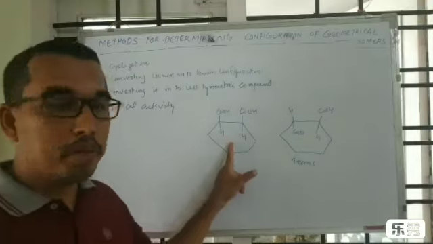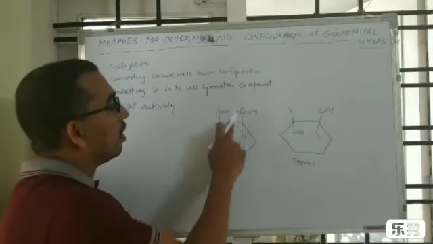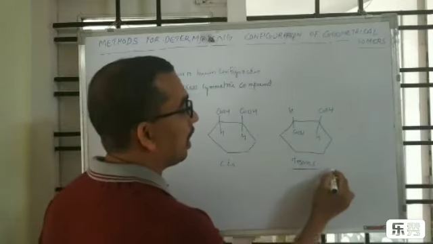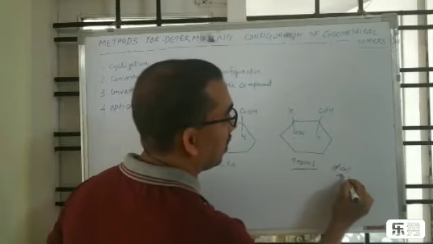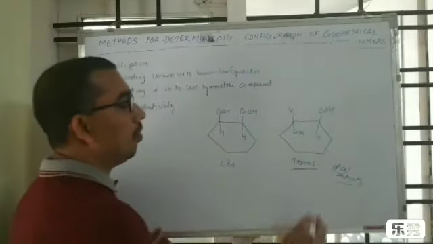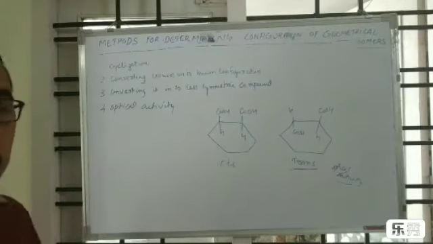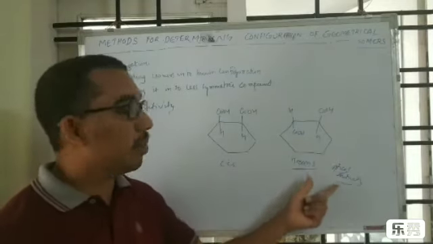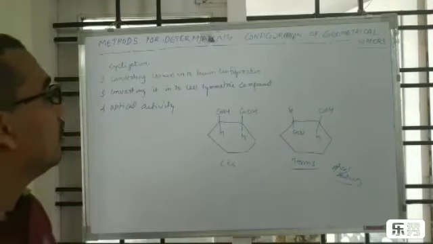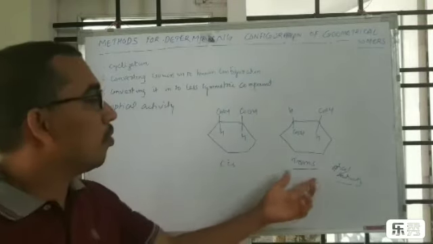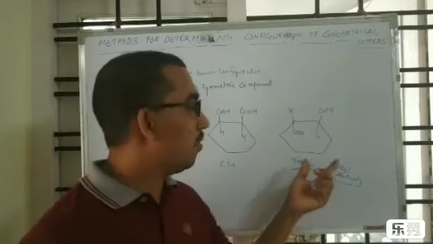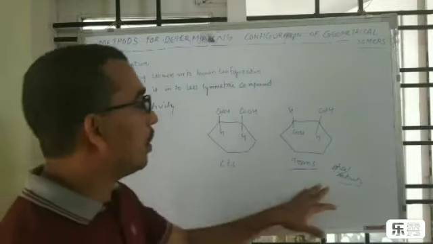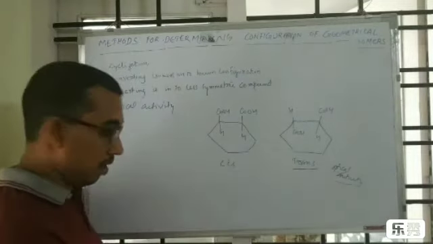Here, the cis isomer possesses a plane of symmetry, and the trans isomer possesses optical activity. So with this, we can determine the configuration of the geometrical isomer. We can resolve the trans isomer clearly because it possesses optical activity. So in some geometrical isomers, one of the isomers will possess optical activity, and with that we can determine the configuration. Generally, optical activity will be shown by the trans isomer.